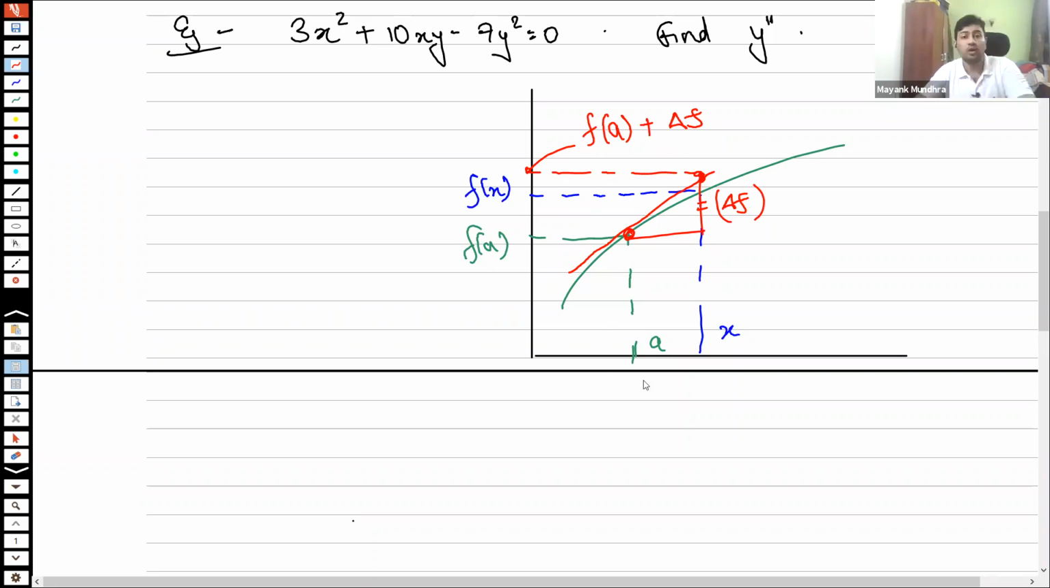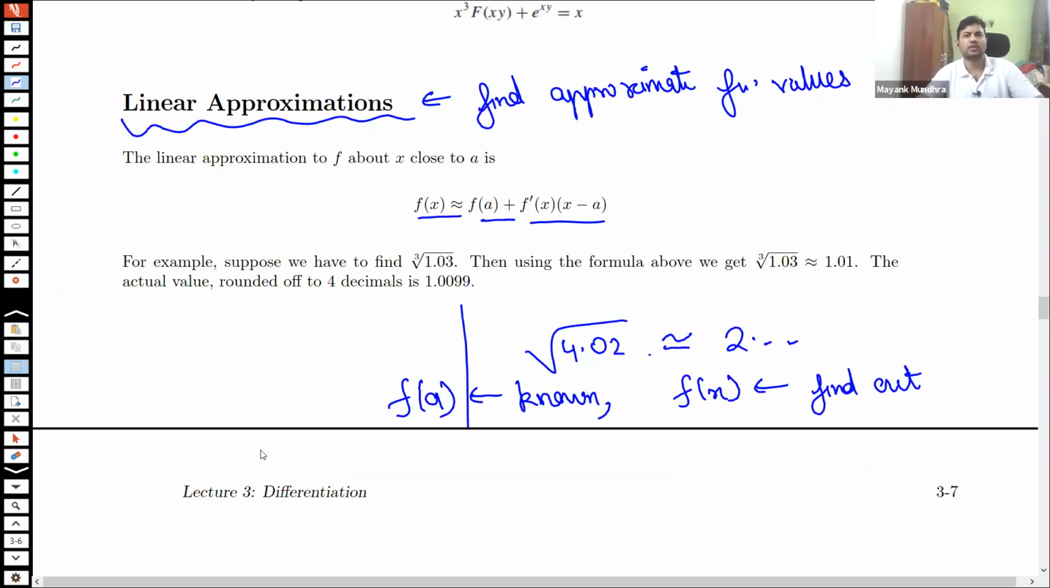So I'll repeat. Linear approximations, I'm going to use to find approximate functional values. Suppose I want to find the functional value of root 4.02. So I know it's going to be 2 point something something. What this something something is, is something I'm going to estimate using differentiation. So let's say the functional value at some point a is known to you, and the functional value at some point x is something you want to find.